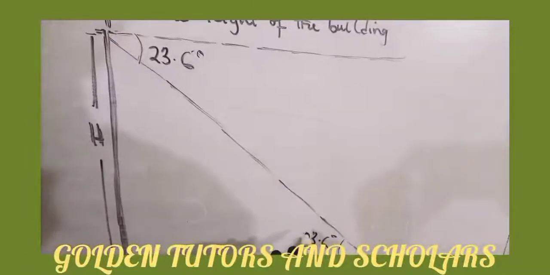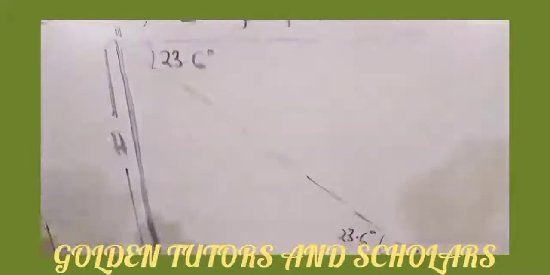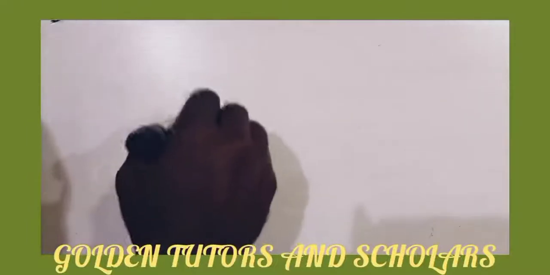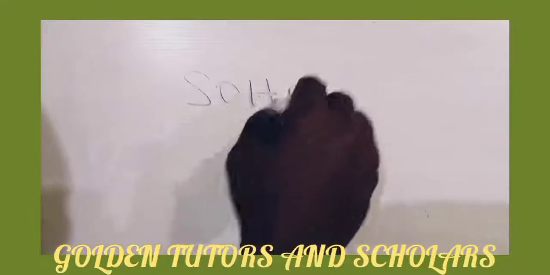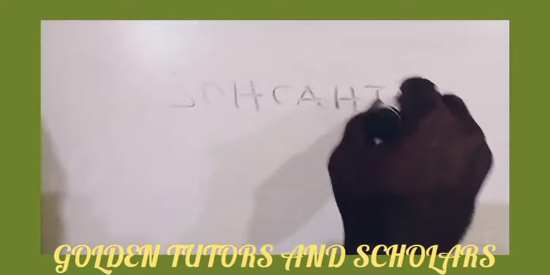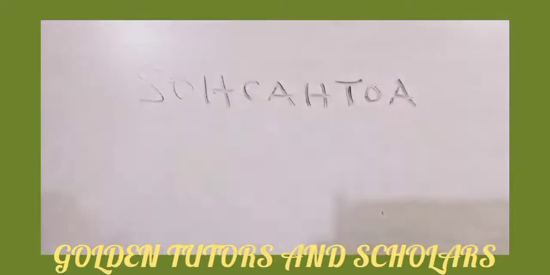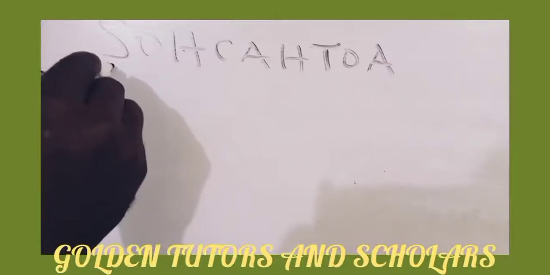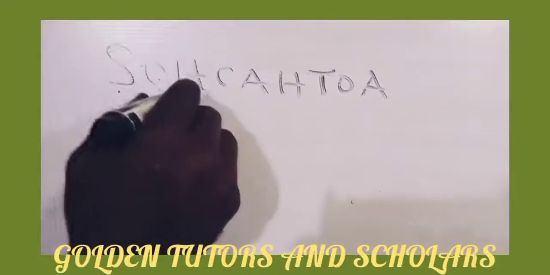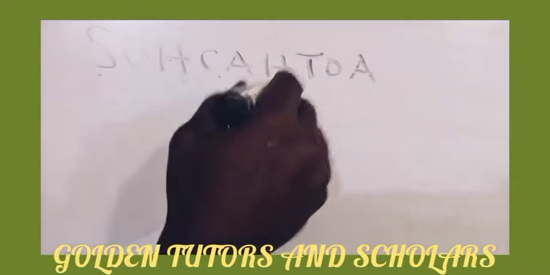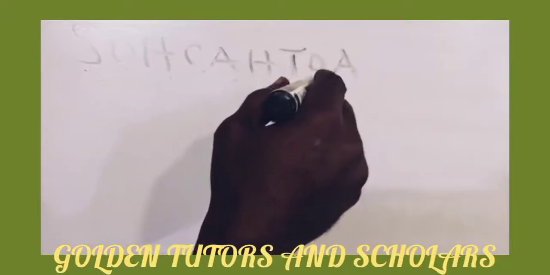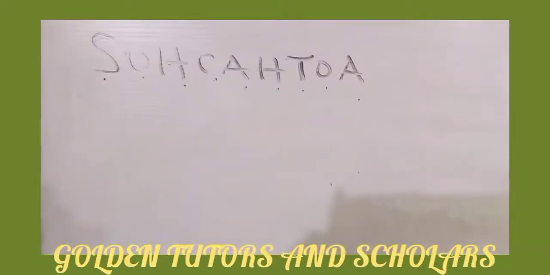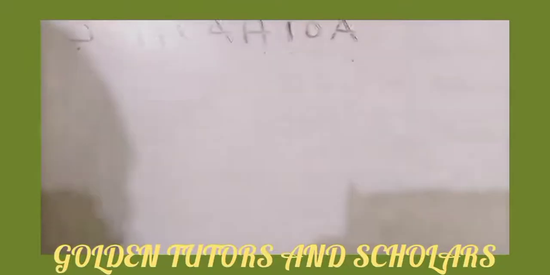Recalling our knowledge of trig ratios, which has been put in an acronym, SOHCAHTOA. If you can recall this acronym here, S is sine. Sine is opposite over hypotenuse. Cosine is adjacent over hypotenuse. Tangent is opposite over adjacent. Now let's look at the diagram and see which of them to use.